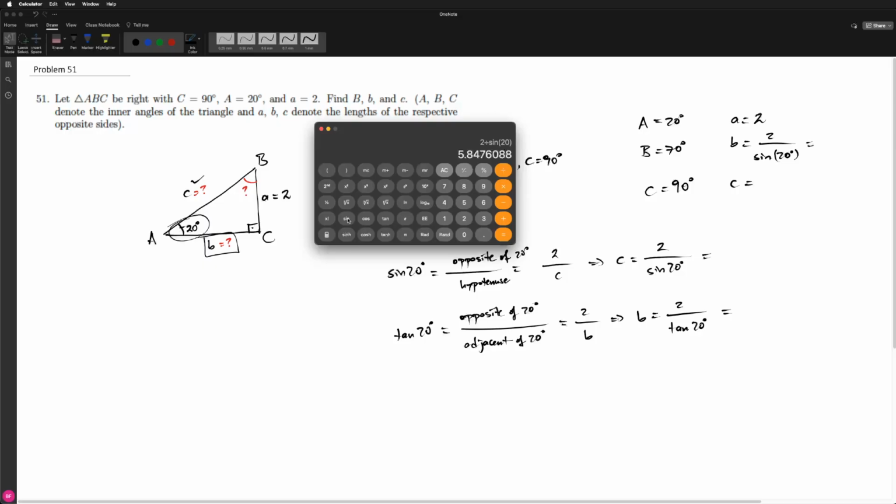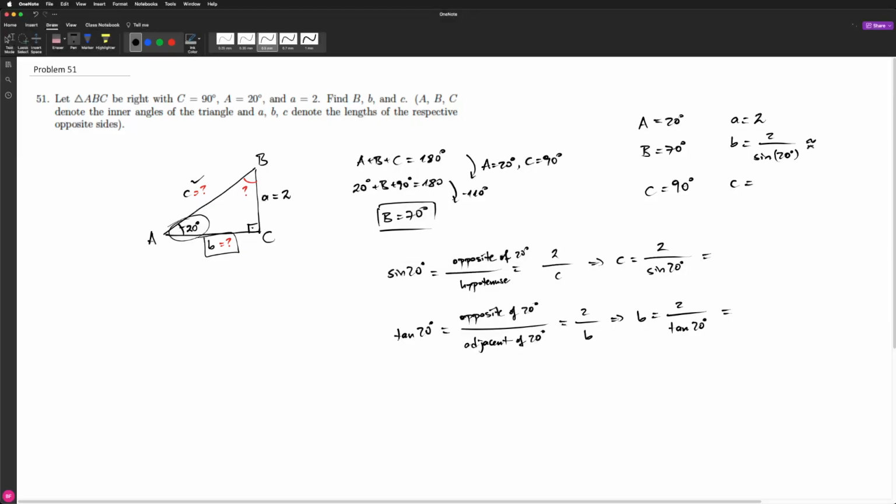That would be 5.85. And 2 over tangent of 20, and that would be 5.5. So that's going to be equal to 5.8-ish. And this is the exact answer, and approximately that's 5.5.